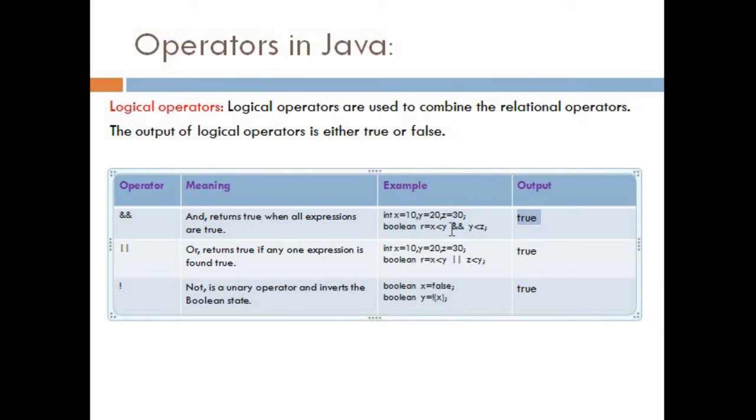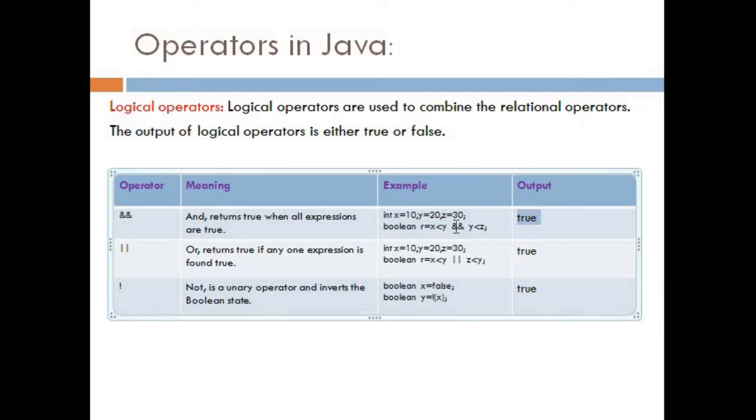But in case any one of these relational expressions, that is, if either x less than y or y less than z holds false, then the result of the AND operation shall also be false. In that case the AND operator shall return false in the output, and as a result the value false shall get stored in this variable called r.